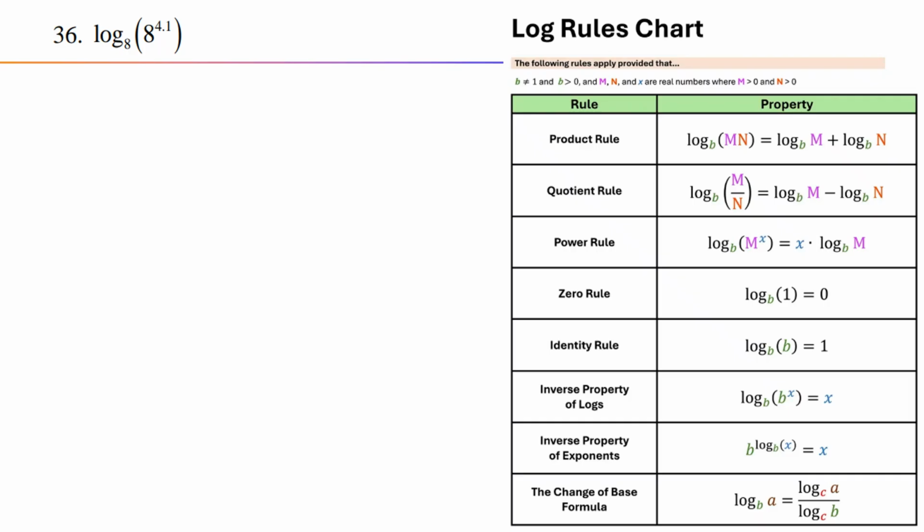Alright, so this one is super easy, right? Because based on the inverse property of logs, you have 8, it's the same base. Now the answer is just the exponent, equal 4.1. This is a point, the decimal, not the multiplication. Just like x right here, add x right here, the same thing.